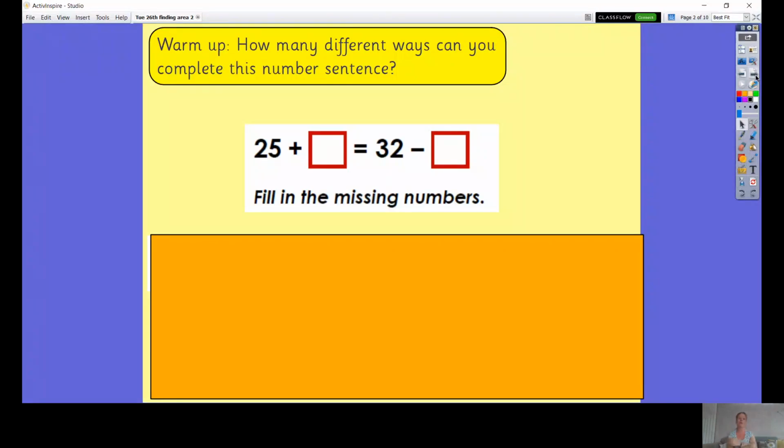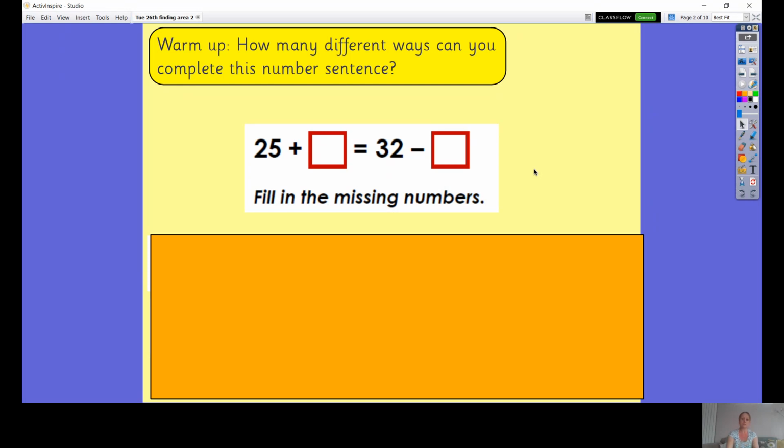So your warm-up for today: how many different ways can you complete this number sentence? You have to fill in the missing numbers. 25 add something is equal to, or the same as, 32 take away something. A little tip: put the first number in the first box, work out what the other number is, and then adjust each of the numbers like we've done in class to see if you can come up with some other possible ways. So pause here and have a little go and see if you can make this number sentence make sense.